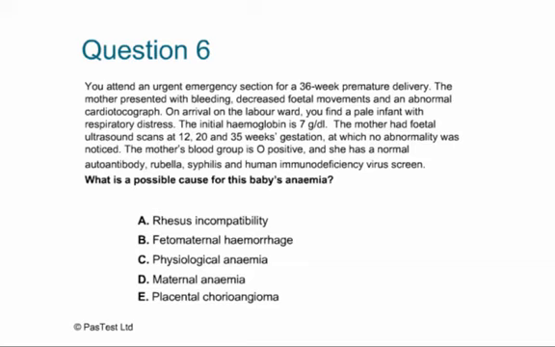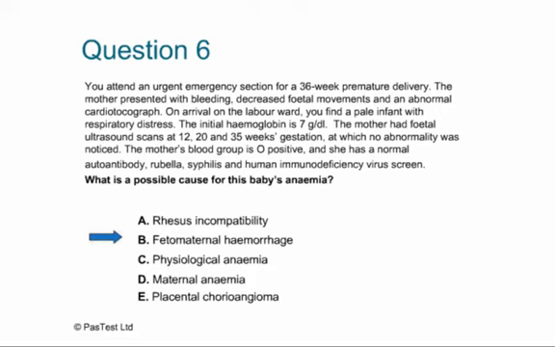A. Rhesus incompatibility. B. Fetal-maternal hemorrhage. C. Physiological anemia. D. Maternal anemia. E. Placental chorioangioma. Anemia in the neonatal period can be due to a number of causes. In this example, the most likely diagnosis is fetal-maternal bleeding, and this can be confirmed by performing a Kleihauer test, which identifies the presence of fetal blood cells in the maternal circulation.